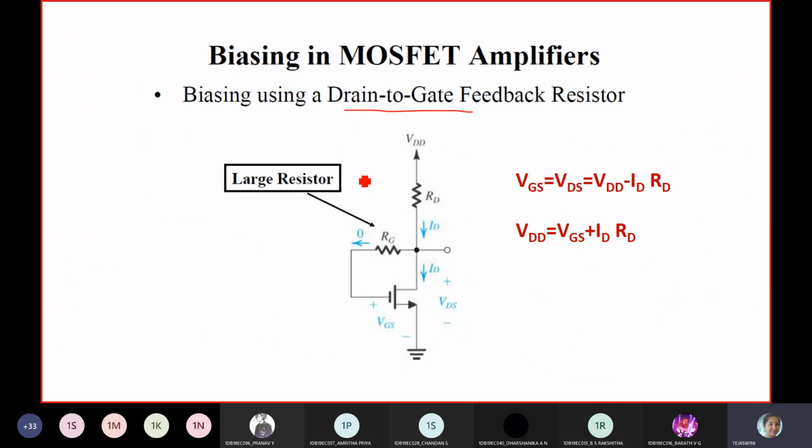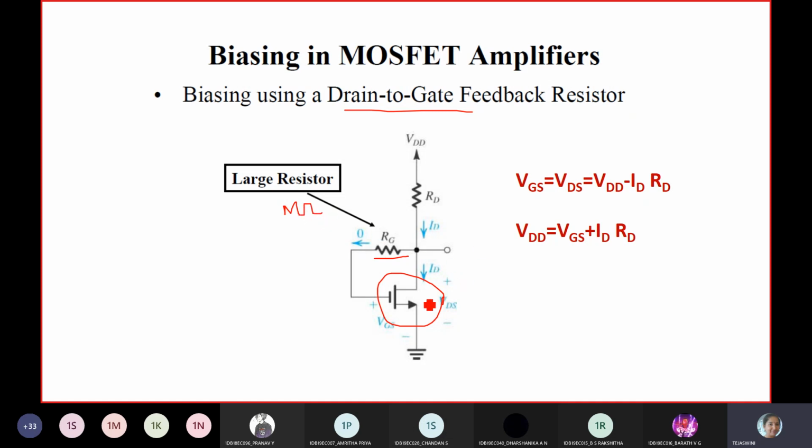Last technique, the third technique, is biasing using a drain to gate feedback resistor. So common source amplifier. So we are connecting it like your collector to base resistor. Same thing here, drain to gate feedback through the resistor RG. RG has to be a large resistor. It is always in terms of mega ohm.